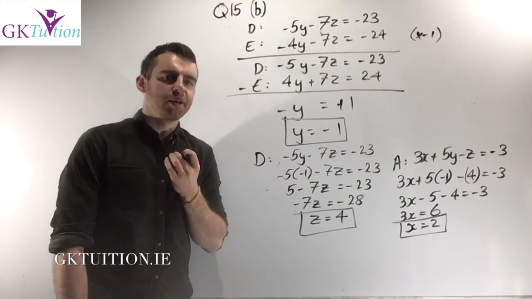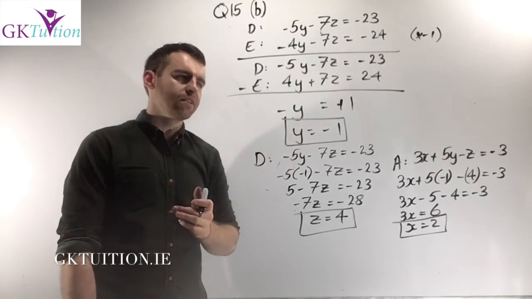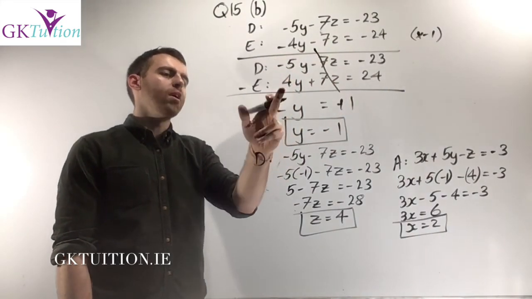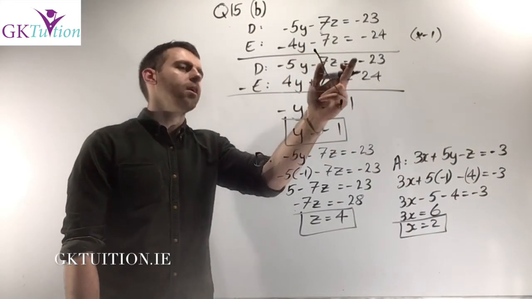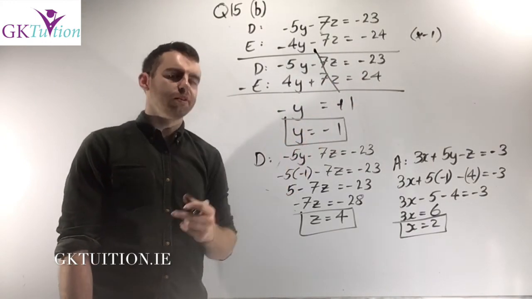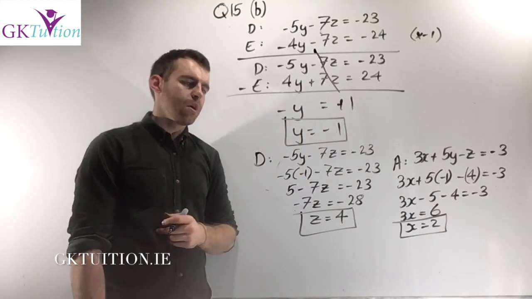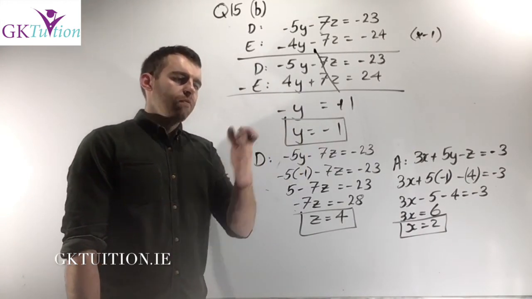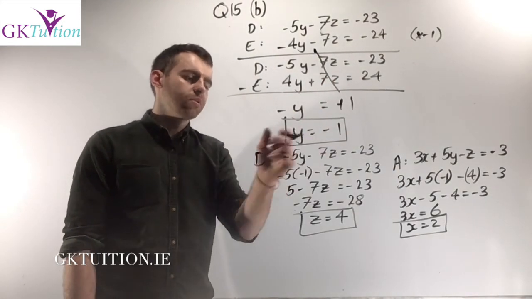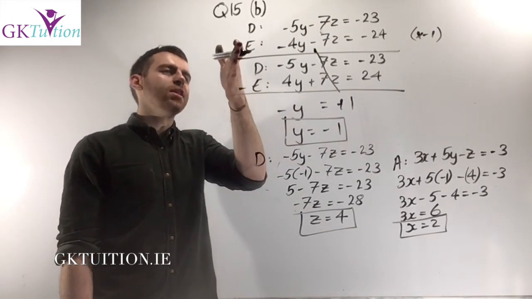I decided to multiply the bottom line by minus 1 so that I would have a minus 7z and a plus 7z. So I changed all the signs of E and I end up with minus 5y plus 4y, which is minus 1y, minus 23 plus 24, which is plus 1. If minus y is equal to plus 1, I change my signs and I end up with plus y is equal to minus 1.